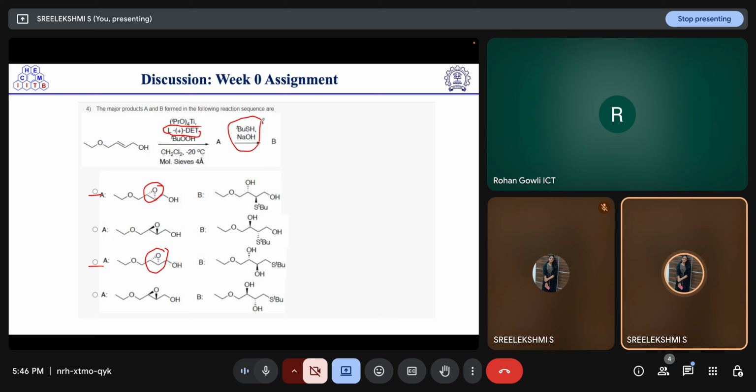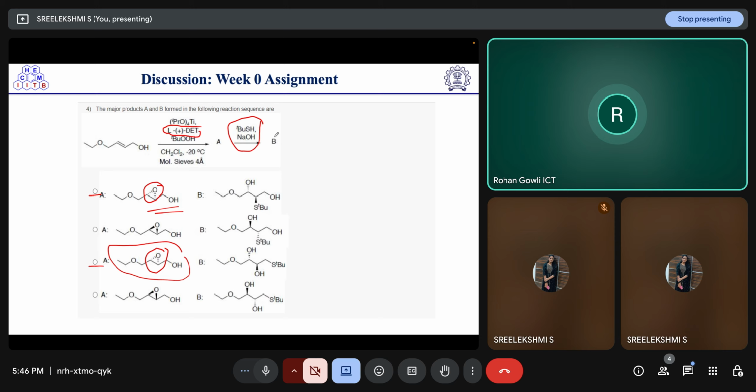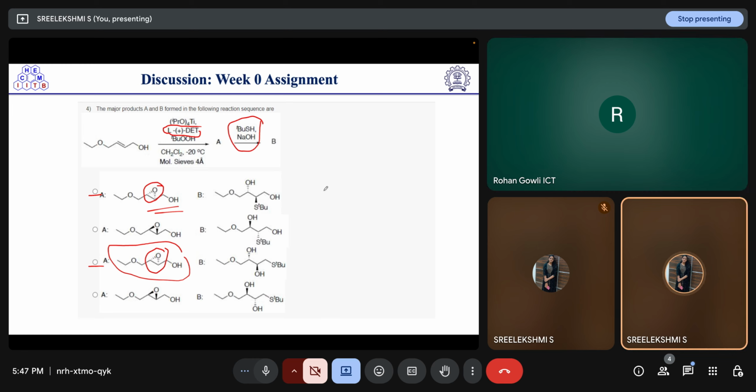Then the second condition: we are treating it with this tertiary butyl thiol and NaOH. Can you guess any reaction? What can happen if we treat this particular epoxide, which is the same as this one, with NaOH? NaOH is a base, so it is going to abstract the proton. Yes, so it can abstract the proton and I can write the intermediate here. The OH will become O minus, and here we have the epoxide, which is below the plane, so I am not writing that.